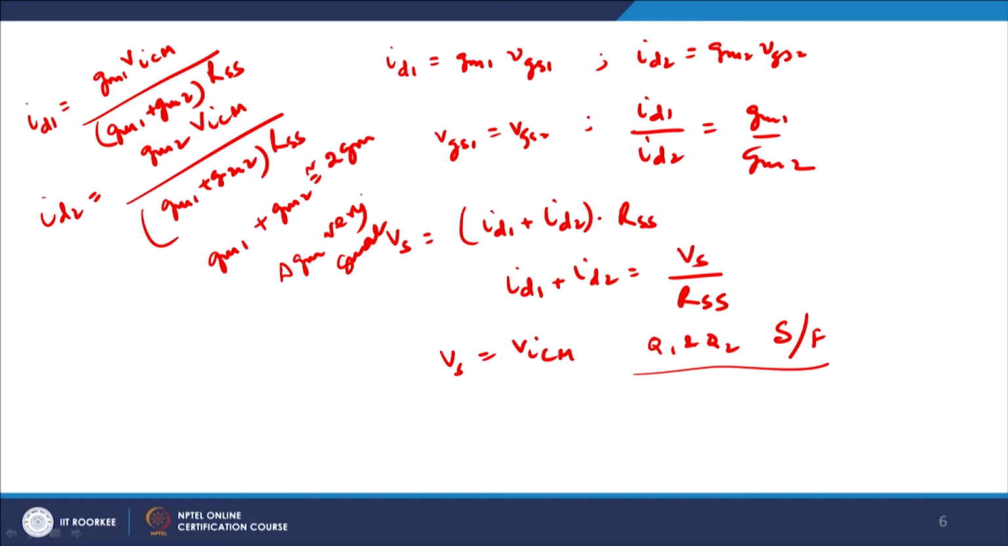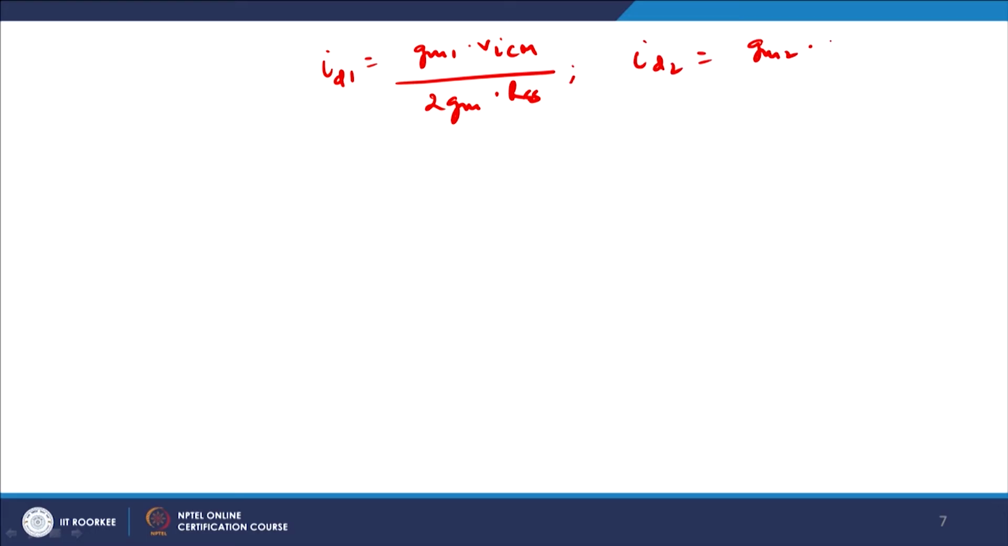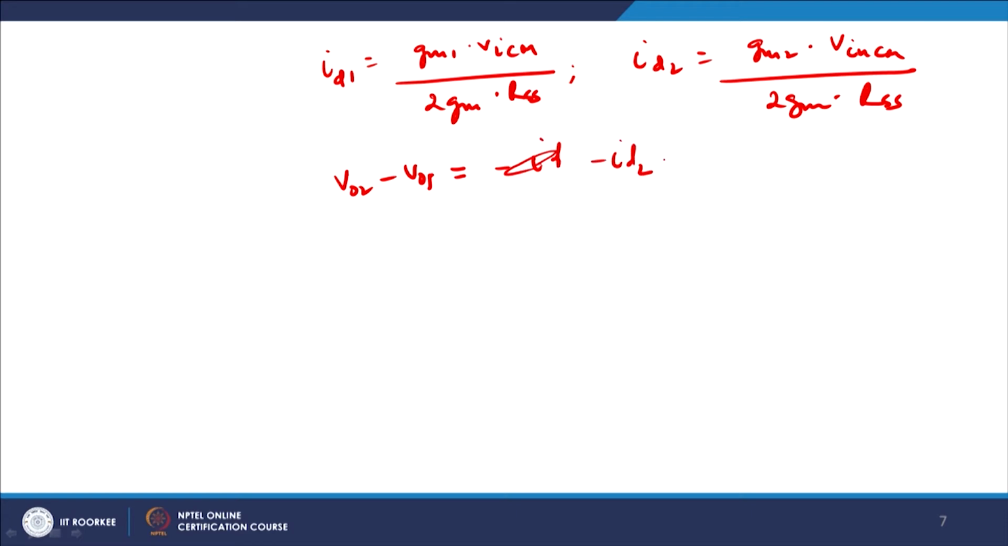So if you take this into consideration, I can write down ID1 to be equal to GM1 times VICM divided by 2 GM times RSS, and ID2 to be equal to GM2 multiplied by VICM divided by 2 GM times RSS. So I get VO1 minus VO2, where VO1 is equal to minus ID2 RD plus ID1 RD.